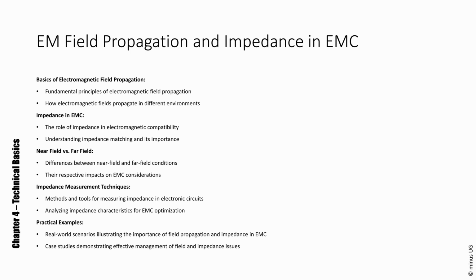In different environments, reflections, refractions, and absorptions can occur due to obstacles, conductive surfaces, and differing material properties, impacting how fields propagate. Impedance in EMC.